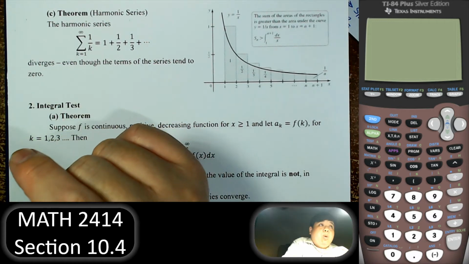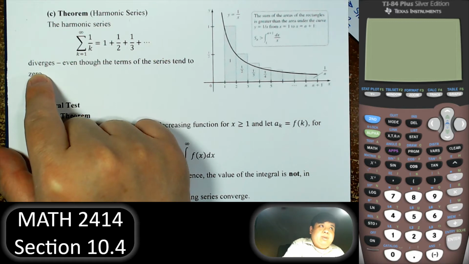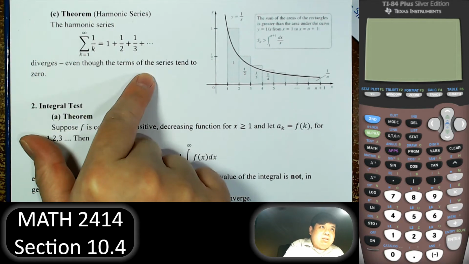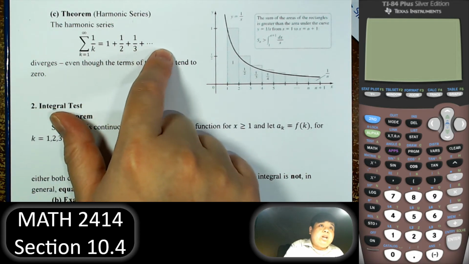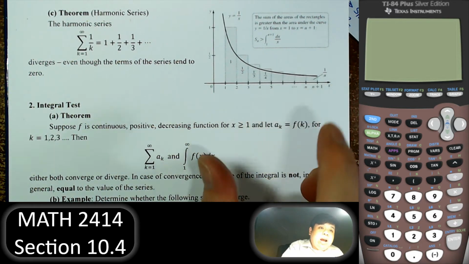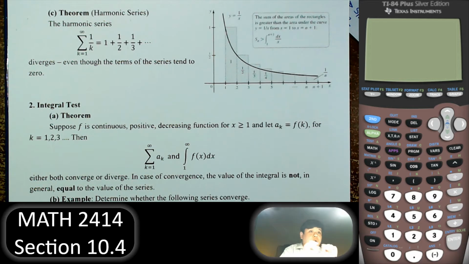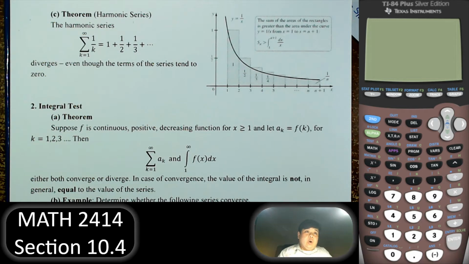It says the harmonic series 1 over k diverges, even though the terms in the series go to 0. So 1, 1/2, 1/3, 1/4, and so on. The numbers do get smaller and smaller, and essentially go to 0. However, even though the terms go to 0, this is an example where the term did not go to 0 fast enough. That makes it divergent. If it goes to 0 extremely fast, it will be convergent. But this one doesn't go to 0 fast enough.